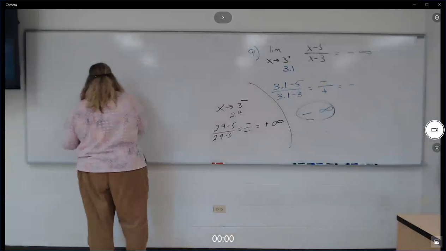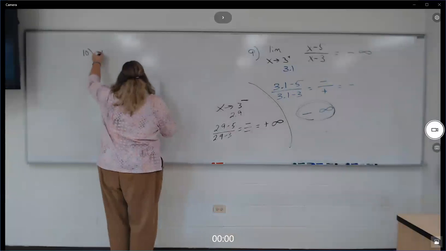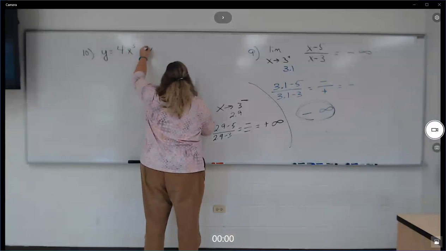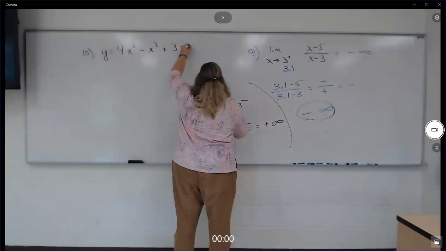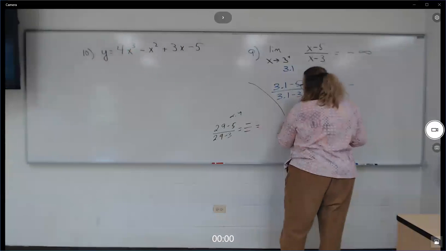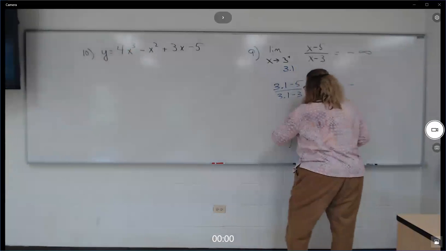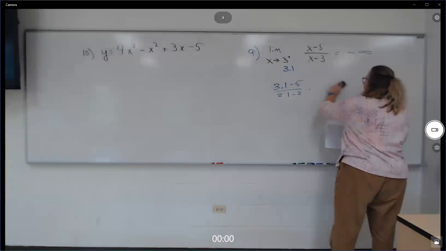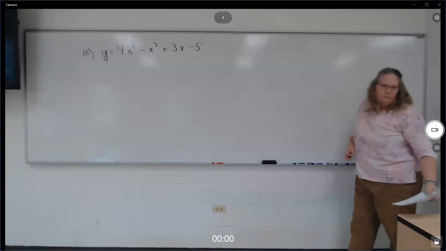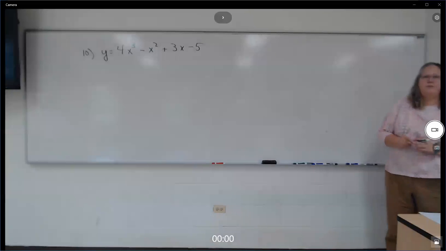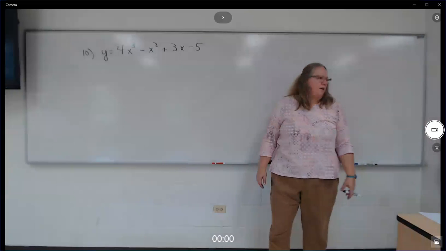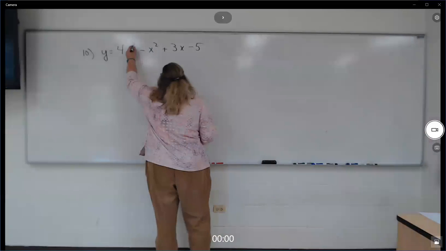So for 10, 4x to the third minus x squared plus 3x minus 5. All right. Can you find the derivative? So we're back to derivatives. The most basic, the power rule. Roll it down, subtract 1. Beautiful. Yep, that's it. And when you roll it down, you multiply.